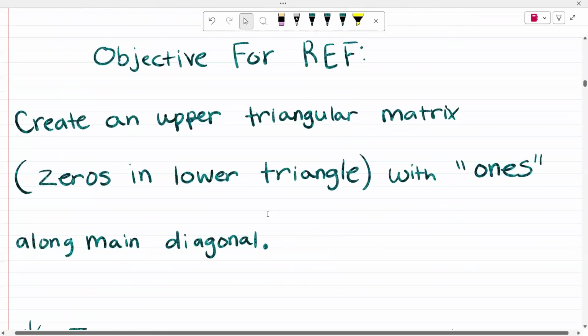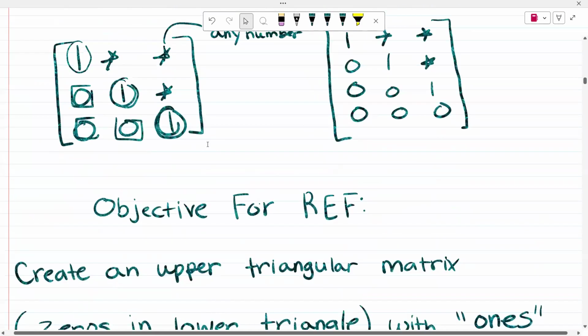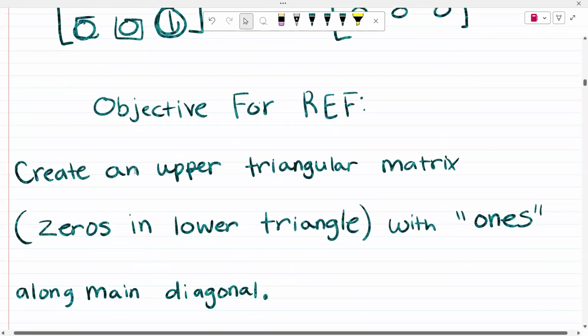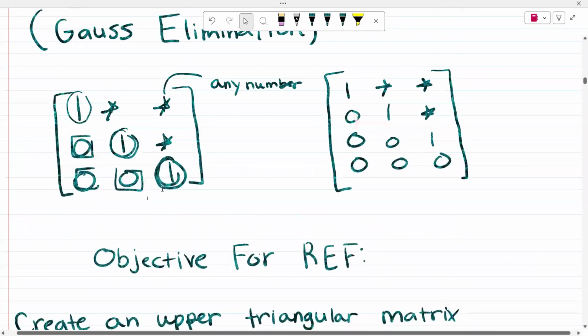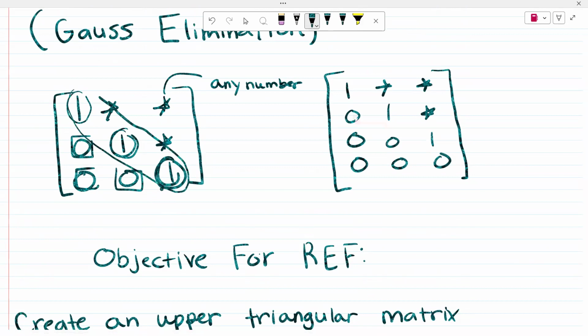So yeah, like I said, create an upper triangular matrix. This is just the rules. You want to create an upper triangular matrix. So basically you want to make these all ones. See how it forms a diagonal? You want this diagonal to be all ones, and then everything below to be 0. Above is fine. It doesn't have to be a 0. It could be a non-zero.